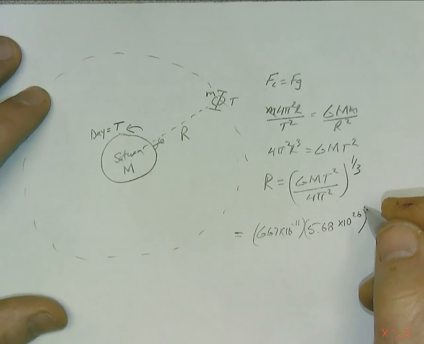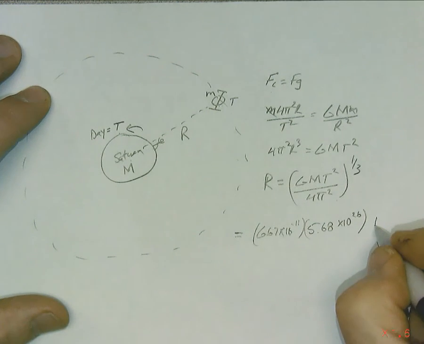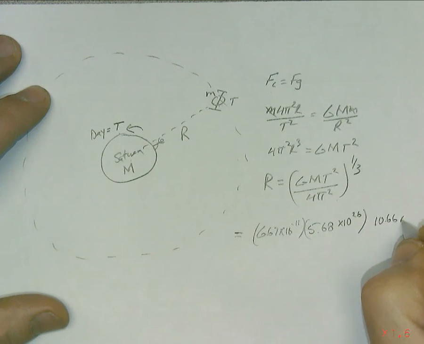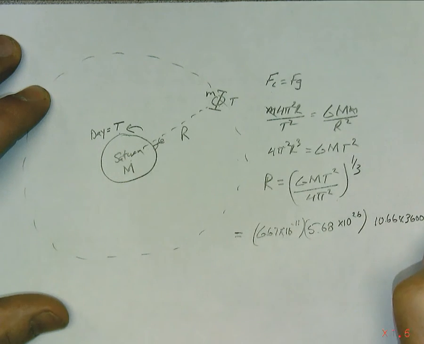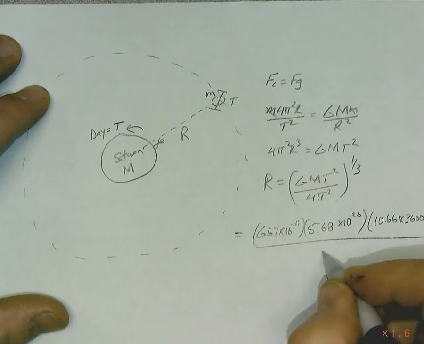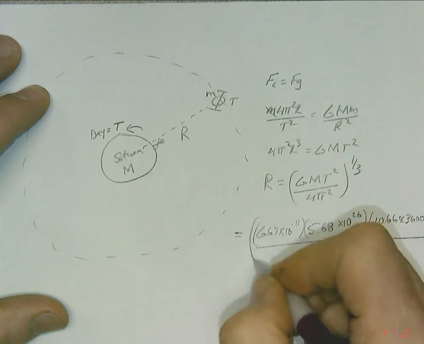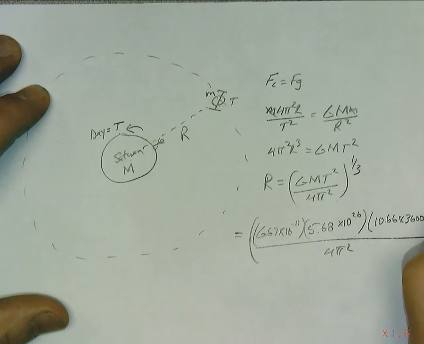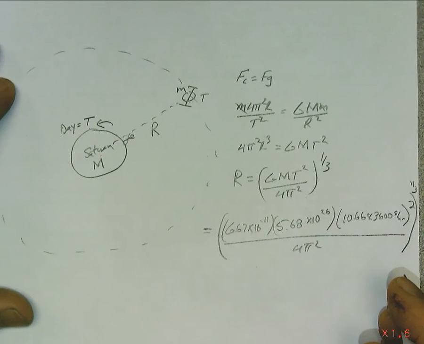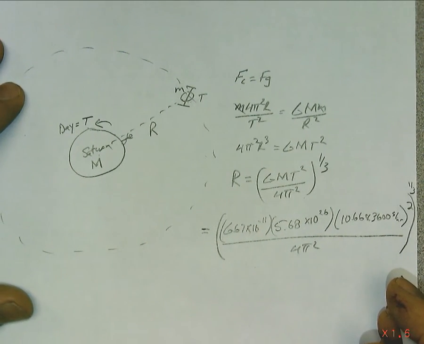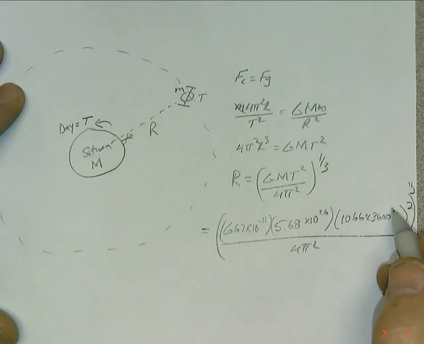For t squared, I had 10.66 hours, so that'd be 10.66 times 3600 seconds per hour. I'll just write that there because this time has to be in seconds, and that's squared. This whole thing divided by 4 pi squared. The whole thing, taken to the 1/3 power. Oh, okay, it's off the screen here. There it is. This whole thing to the 1/3 power.